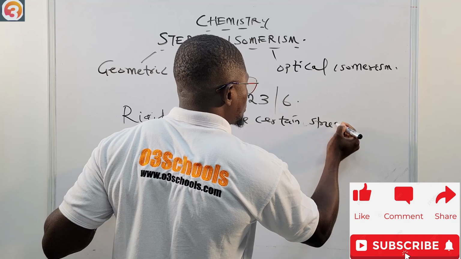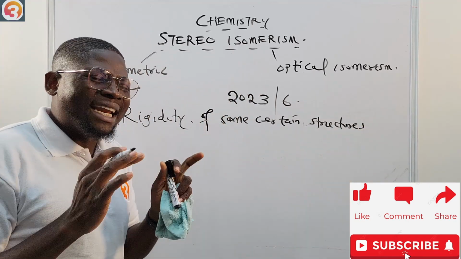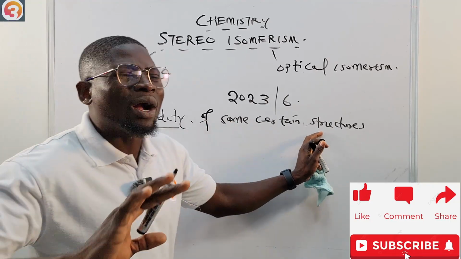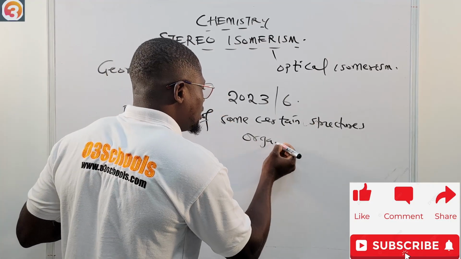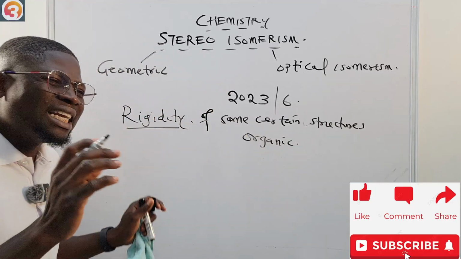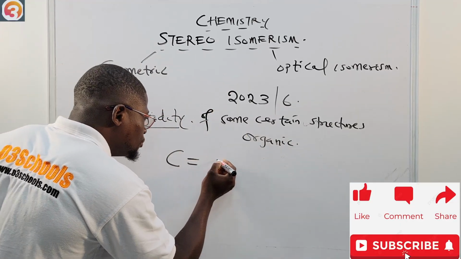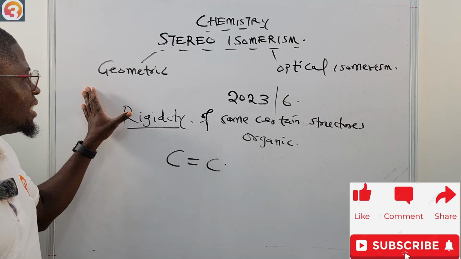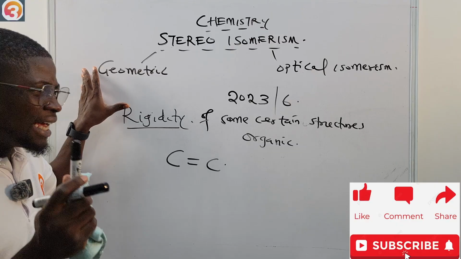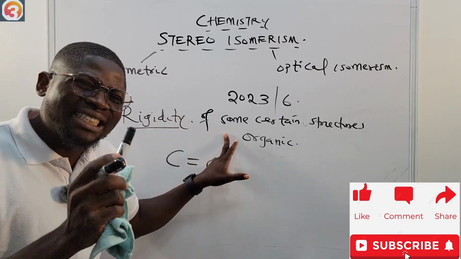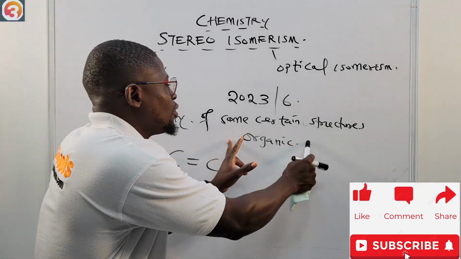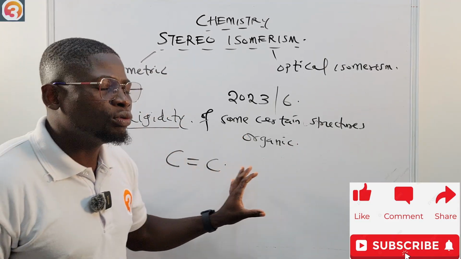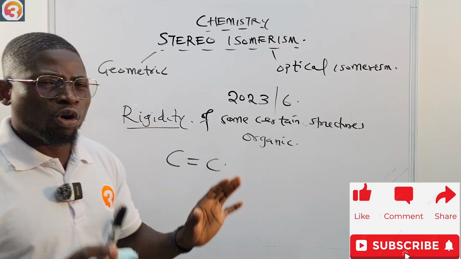These structures whose rigidity we are talking about are usually organic, most especially those containing a carbon to carbon double bond. So for geometric isomers, the difference in their orientation is due to the rigidity of some certain structures. Those structures are organic, especially those containing a carbon to carbon double bond. You must take note of that.